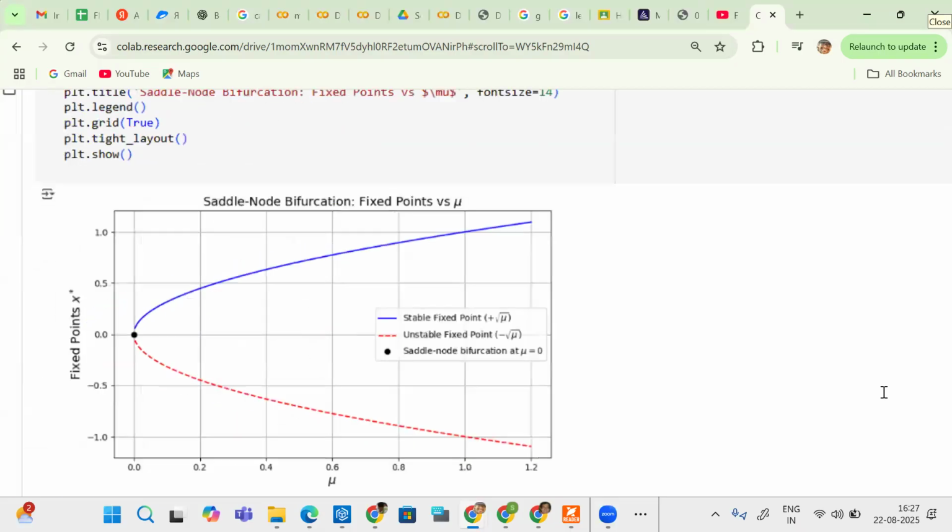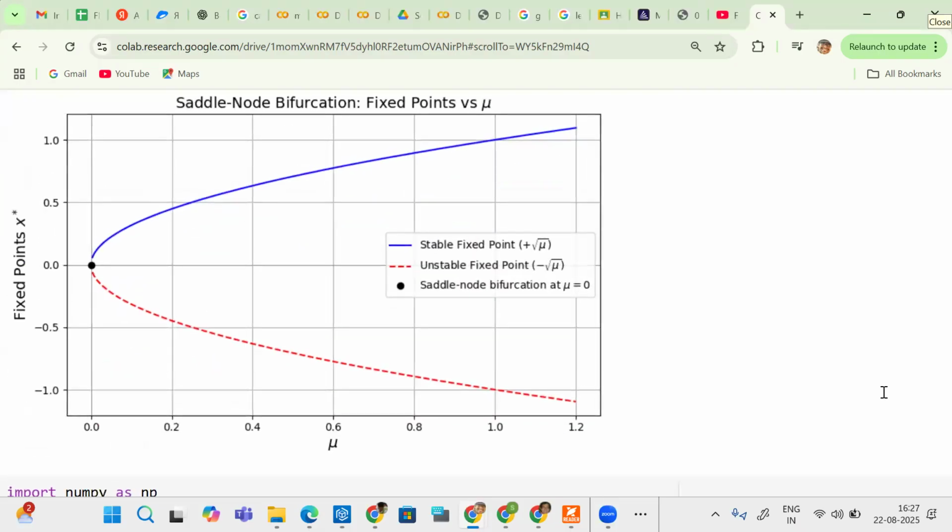What you are seeing here is that for mu greater than 0, somewhere here you see two fixed points, right? Now when mu comes closer to 0 on this side towards the left, the fixed points appear close to each other and they collide and annihilate at this point, right? So this is an example of a saddle node bifurcation, right? I hope that is clear. Shall we go to the next one?